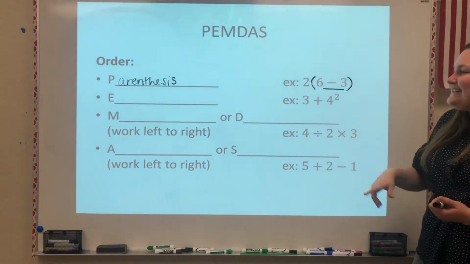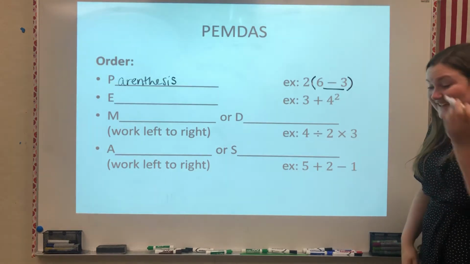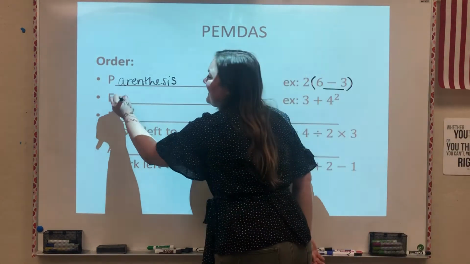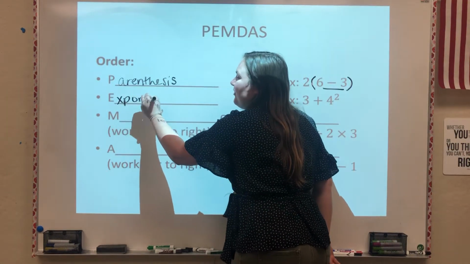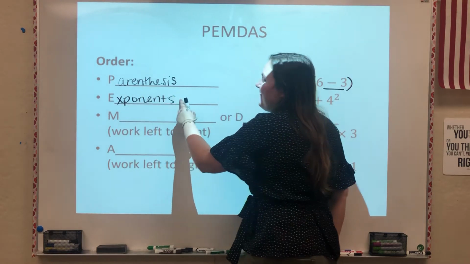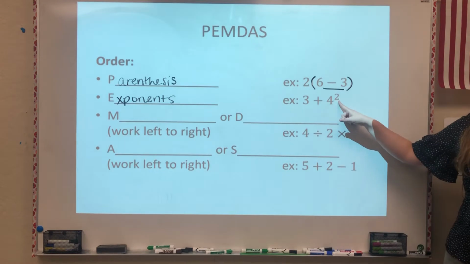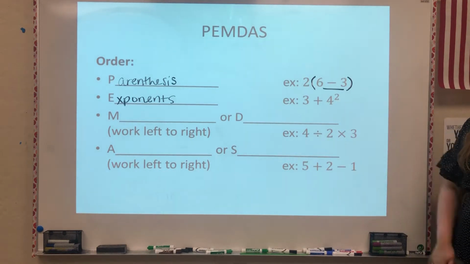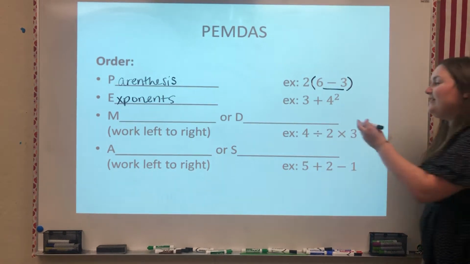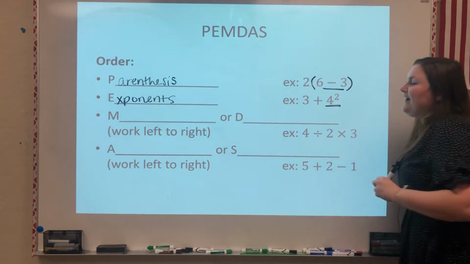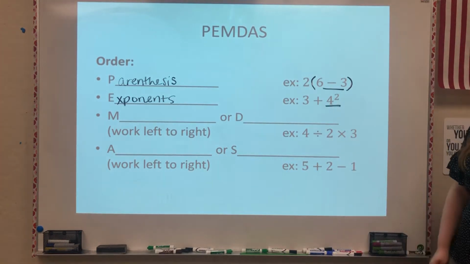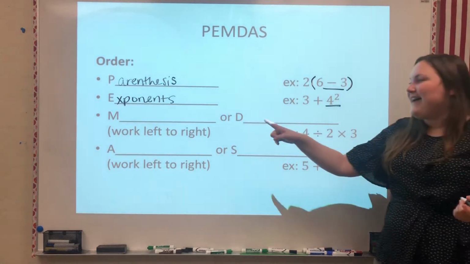After parentheses, the E is next, and that E represents exponents. We learned that word in Unit 2. Exponents are just those tiny little numbers here. So it means for a problem like 3 plus 4 squared, I would want to start right here with the 4 squared. After exponents, we have M or D.